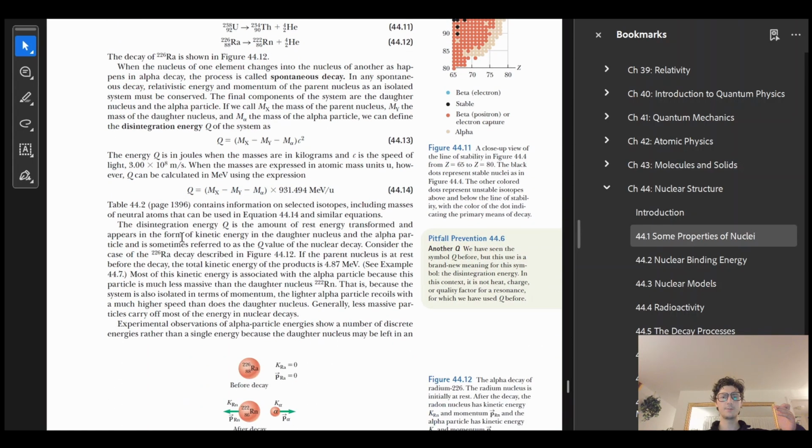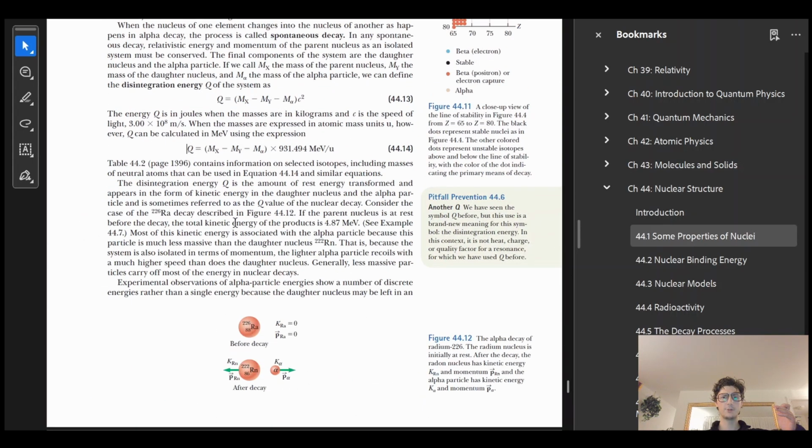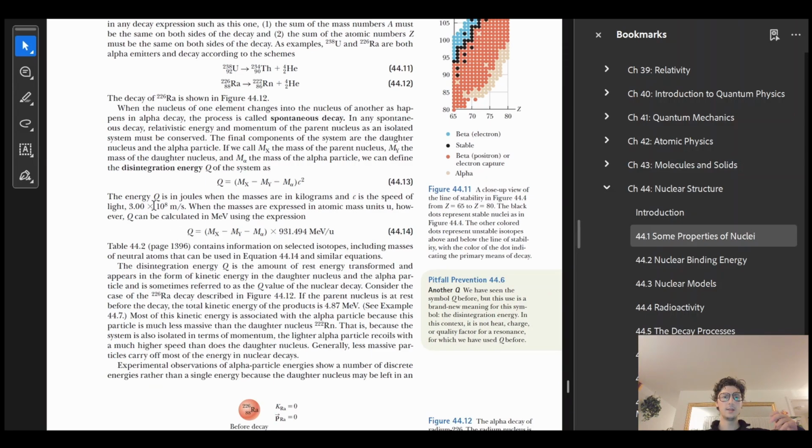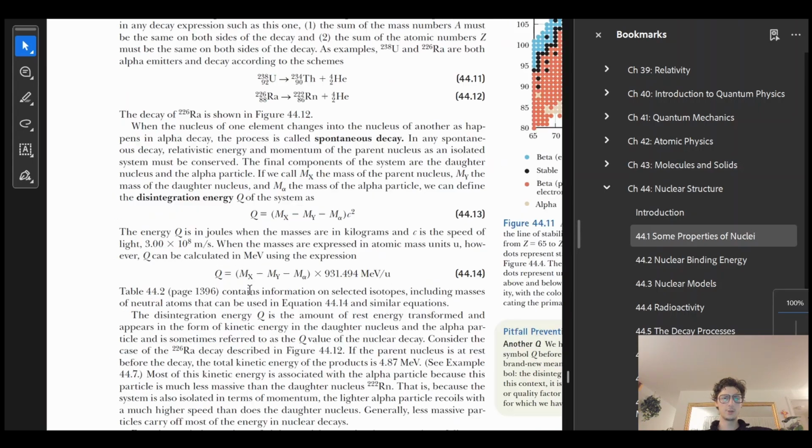What does this mean? Do we have a name for this? The energy Q is in joules when the masses are in kilograms and C is the speed of light. When the masses are expressed in atomic units, U, however, Q can be calculated in mega electron volts using the expression, boom. So here we go. Q is equal to capital M subscript capital X minus capital M subscript capital Y minus capital M subscript alpha, times 931.5 mega electron volts divided by U.